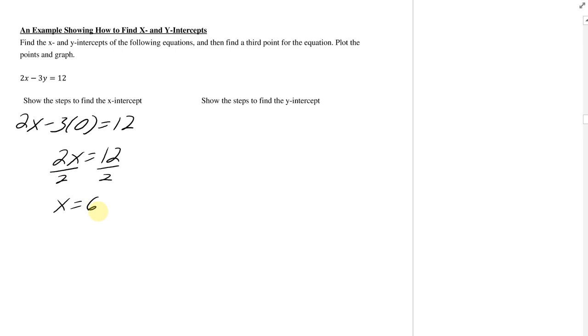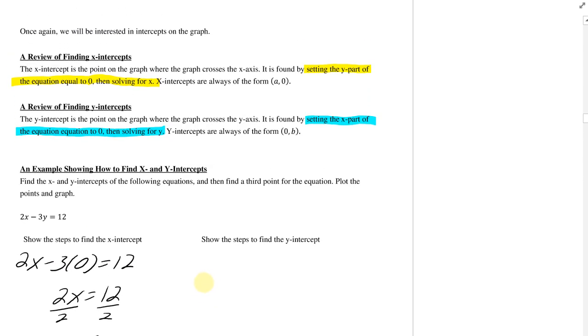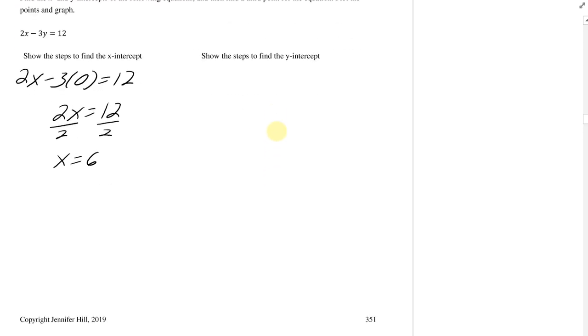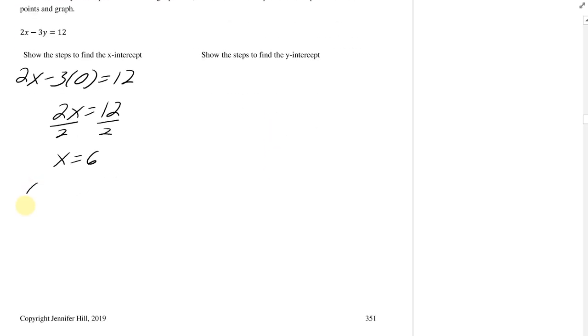Okay, now there's a second part of this. X-intercepts are always of the form a comma 0. So this is kind of the last part: you want to make sure that you actually state this as a point. So this is the point 6, 0. So this is one x-intercept. These are two separate points.